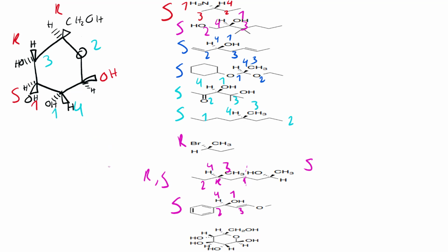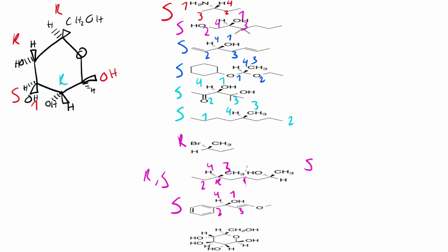Okay, so wait, hold on. Let's do this. Let's see. That's 1, 2, 3, 4. Sorry, hold on. Make sure this is right. 1, 2, 3, and 4. So it's going to be this way. That's what? S configuration, right? S configuration, and then we're going to reverse it. So it's going to be R configuration. Should be, yeah. It's going to be R configuration.